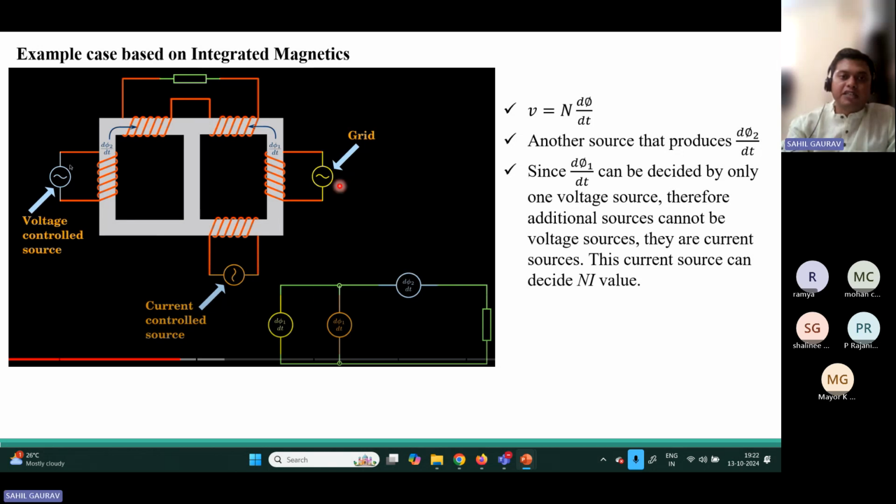The flux rate is fixed by this voltage source. You cannot change the flux rate. While this current source is deciding the NI value, that is the MMF value. So this voltage source is deciding the flux rate value, while this current control source is deciding the MMF value.